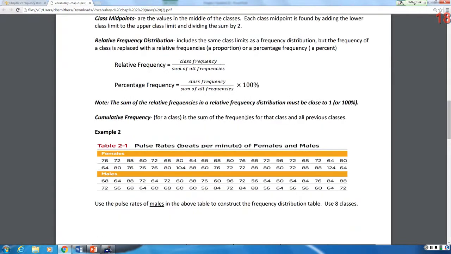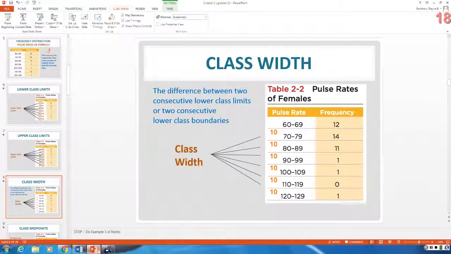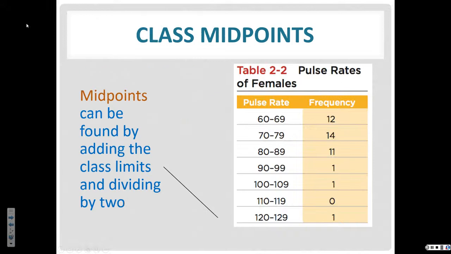So we're going to talk about class midpoints, relative frequencies, and cumulative frequency. That's where we're going to go now. So let's talk about class midpoints. Sometimes we don't want to have ranges of numbers. Sometimes I want to have just one number represent each class. How do I do that?